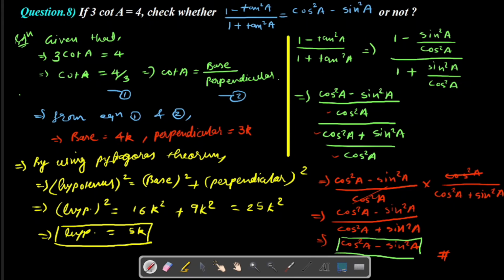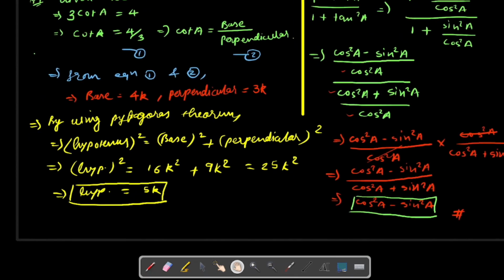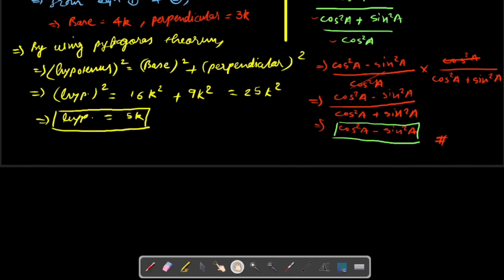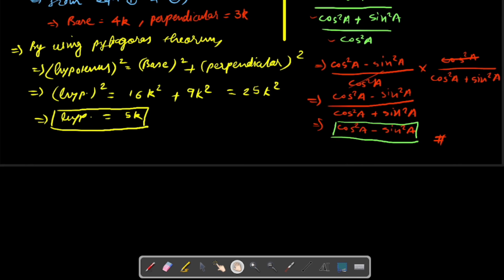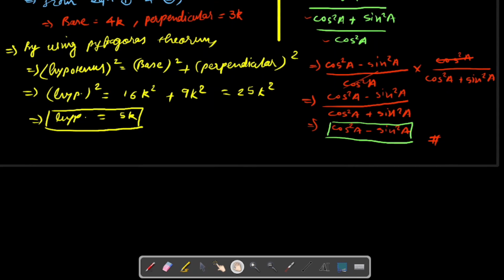Here we find cos square A minus sin square A. This is one way, and another way is that we can also take the values on both sides and find the same thing.